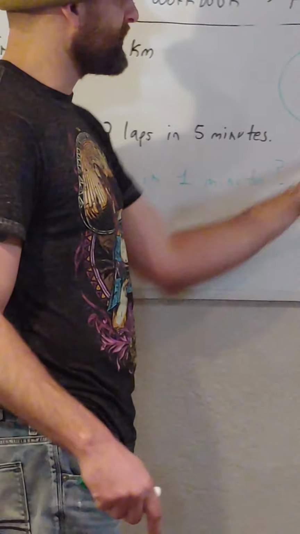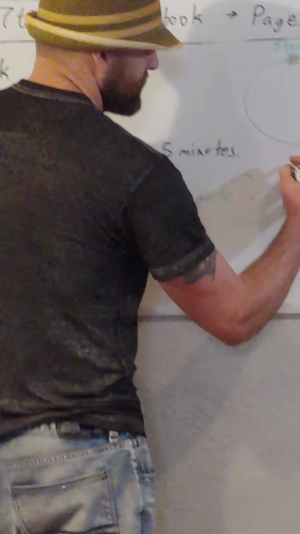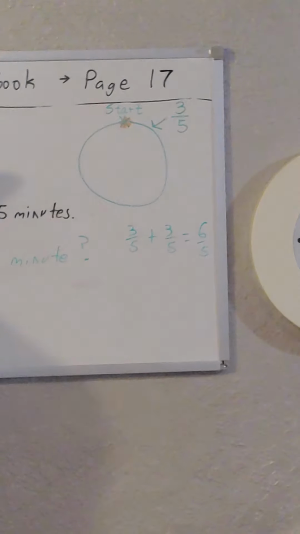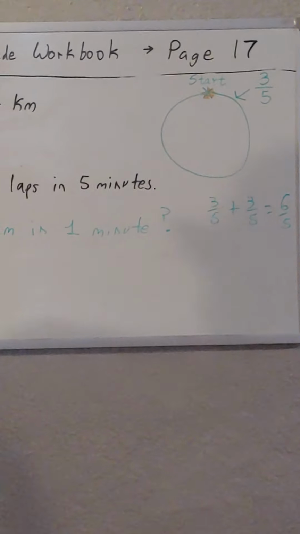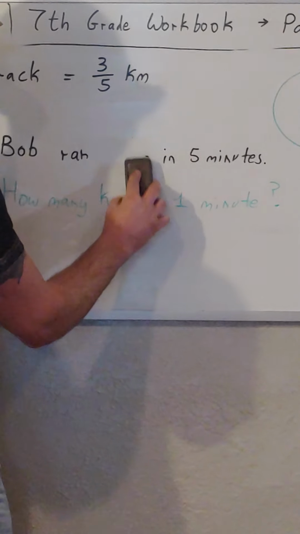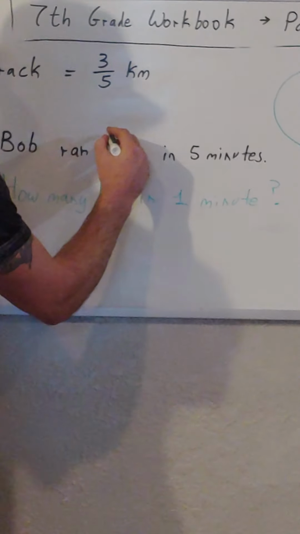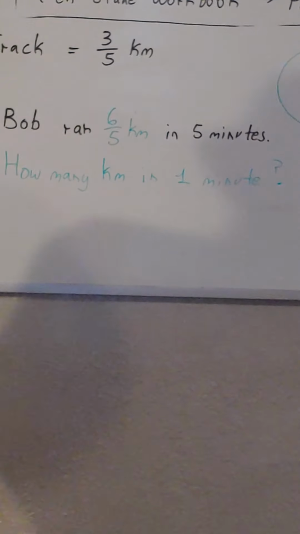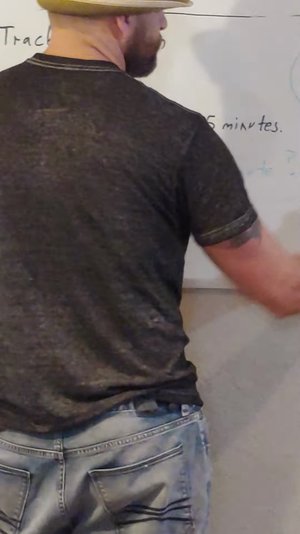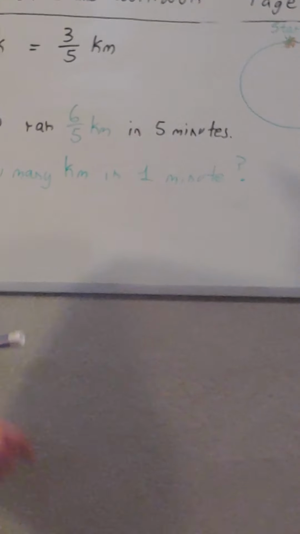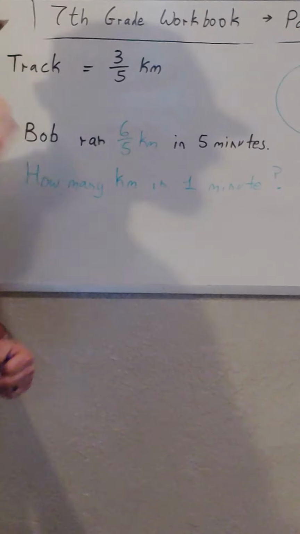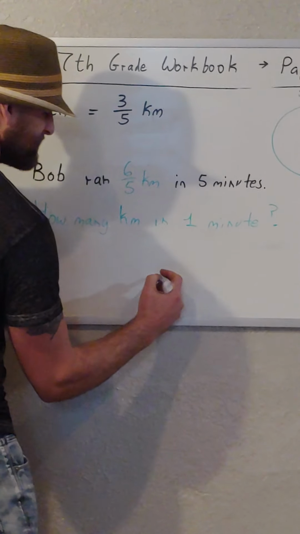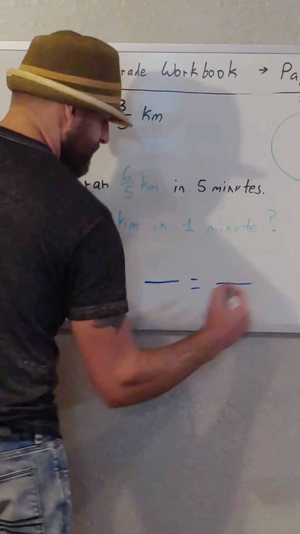So we know that if 1 lap is 3/5, like I said, 2 laps would be 3/5 plus 3/5, which will give you 6/5 kilometers. Alright, so from here we can set up a proportion. Usually when you have 3 numbers and you're missing 1 number, you can set up a proportion. A proportion means a fraction equal to another fraction.